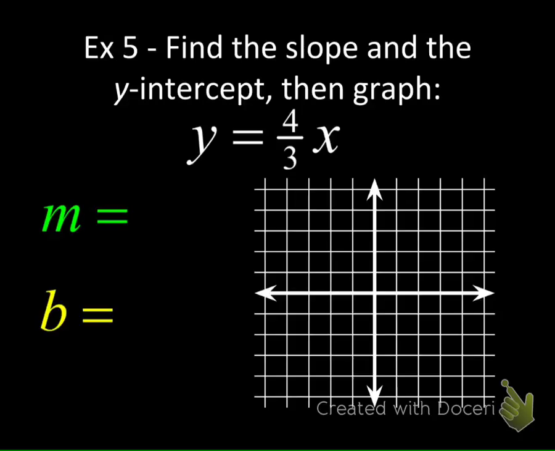Why can't I put a 1 there? Because it changes the value of it. Because there's nothing there for my y-intercept, what's my y-intercept? 0. So my y-intercept is just 0. If there's not a number there for the y-intercept, it's just 0. So what's my slope?